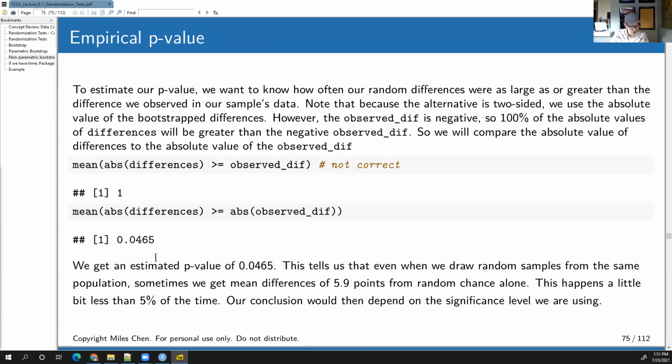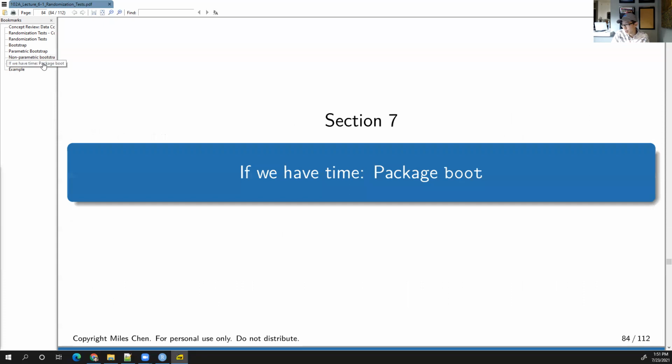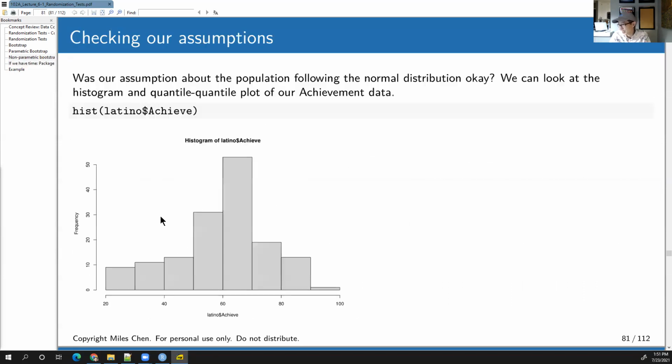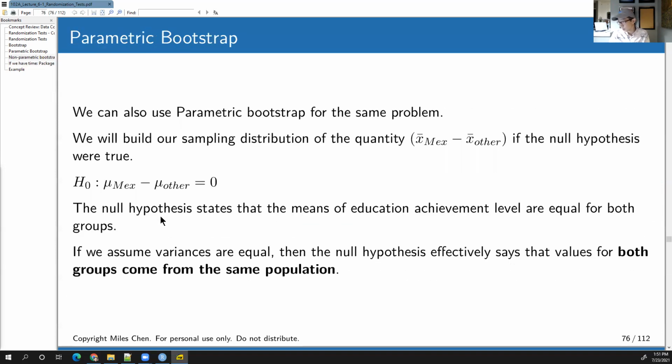All right, let me go ahead and give you your very last review quiz answer. The very last review quiz answer is E. Let me just do a couple more slides here. I had put in, if we have time, package boot. We clearly don't have time for package boot, but let me just do a couple more slides here on the parametric bootstrap.